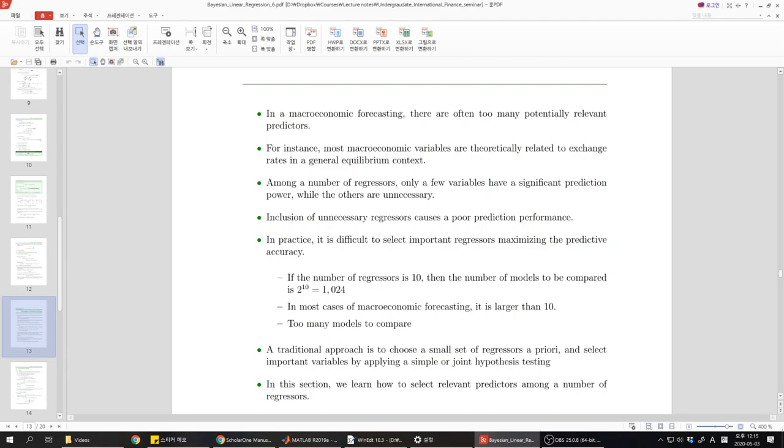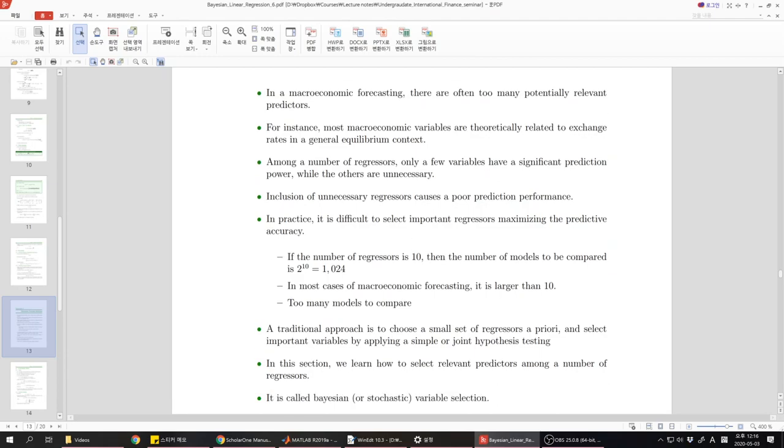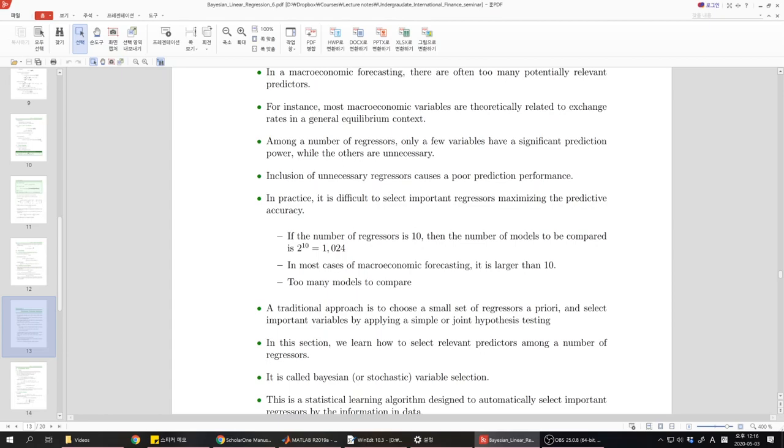So in practice, it's not easy to compare 1024 models. This is computationally very expensive. And again, these are too many models to compare. And usually there are more than 10 regressors in practice. So the question is how to resolve this problem.